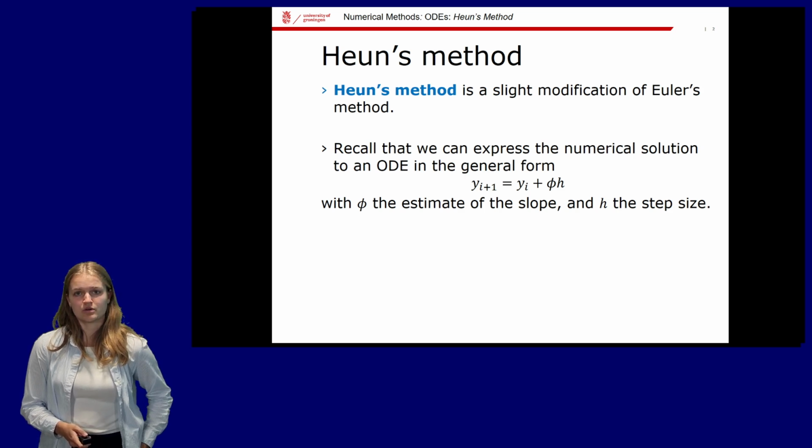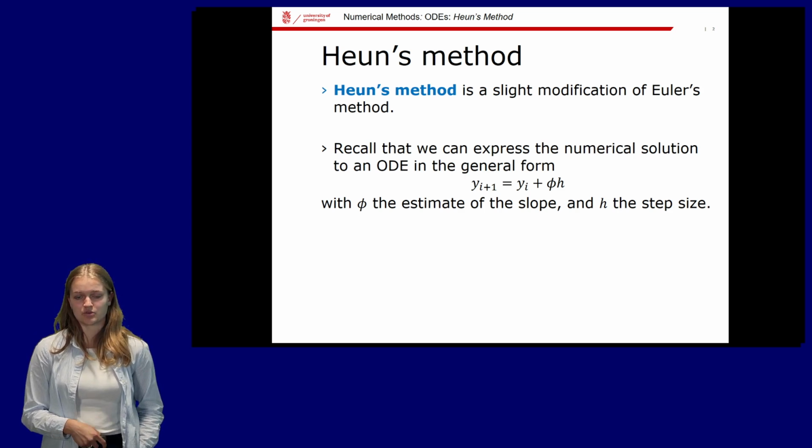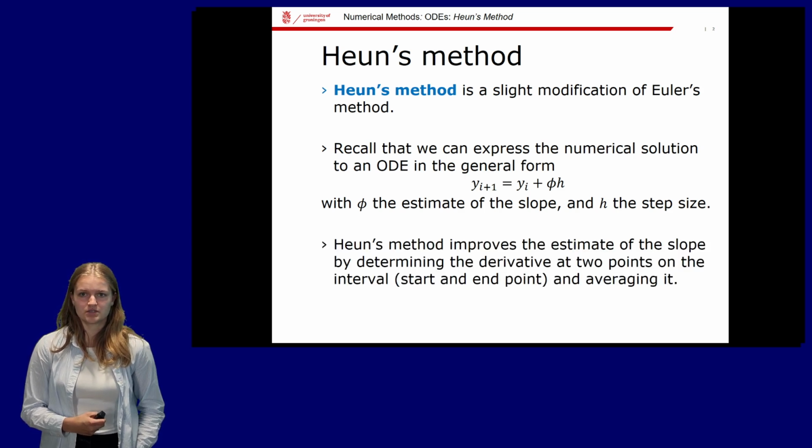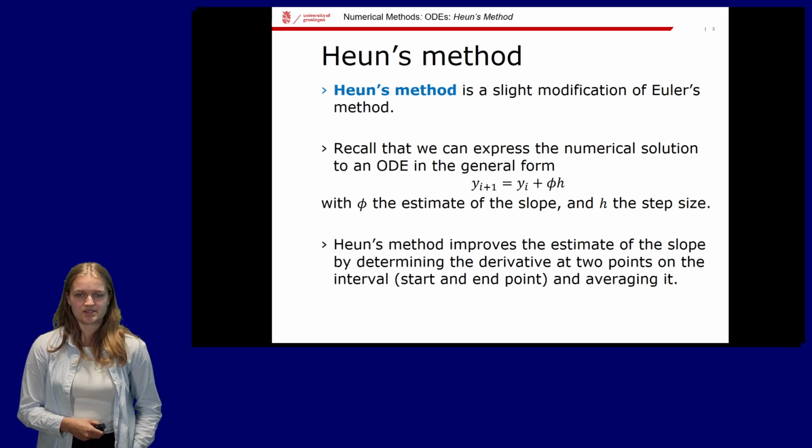Recall for Euler's method that the estimate of the slope was equal to the slope at the start of the interval. And Heun's method tries to improve the estimate of the slope by instead determining the derivative at 2 points on the interval, namely the beginning and the end point, and then averaging them out to obtain an average slope over the interval.